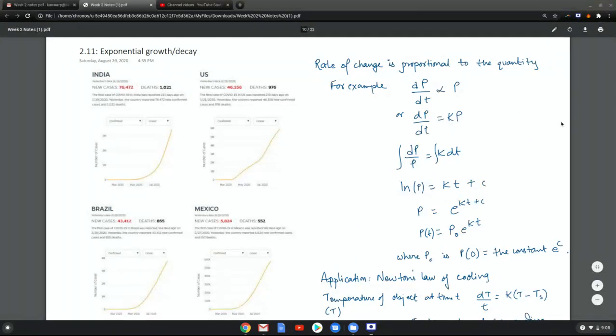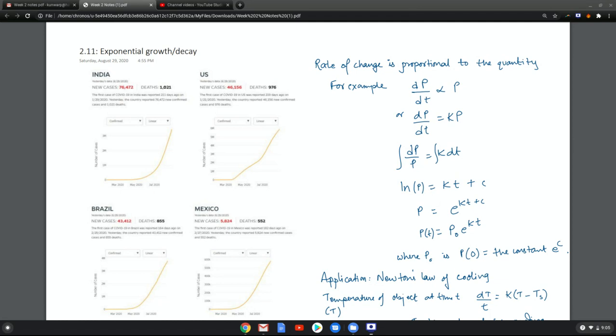So it turns out that whenever the rate of change is proportional to the quantity, we have exponential growth. For example, population. How fast a population grows depends on how many people are already present, right? Or if you think about how radioactive material decays, how fast the material decays depends on how much of that material is there to start with.